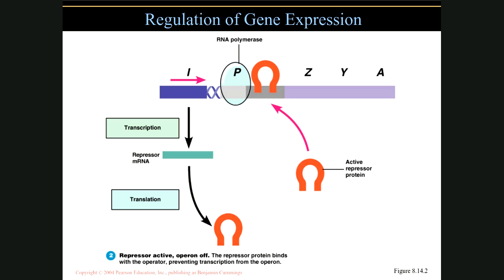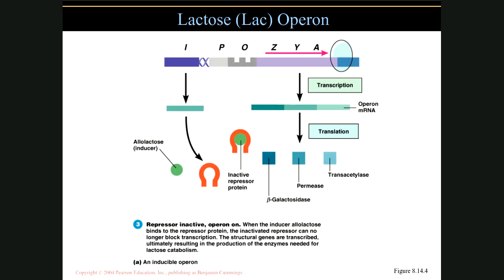So here we see a repressor protein is bound to the operator. So when RNA polymerase hops onto the promoter, it's blocked. It cannot get past that repressor protein. So this operon is turned off. So we're going to see an example of an inducible operon and see how that gets turned on. And the classic example is the lactose operon, or the lac operon.